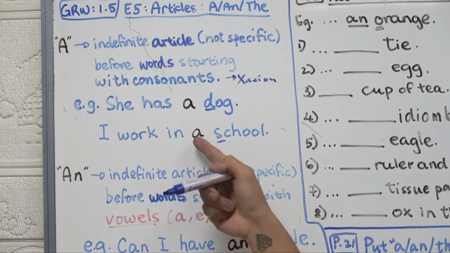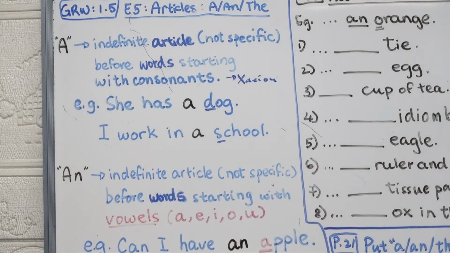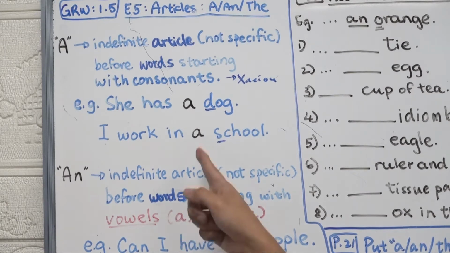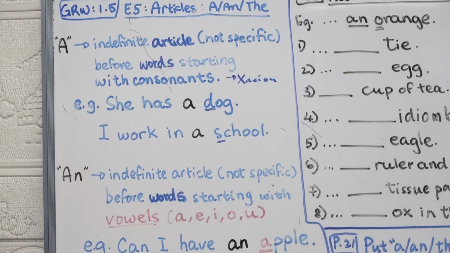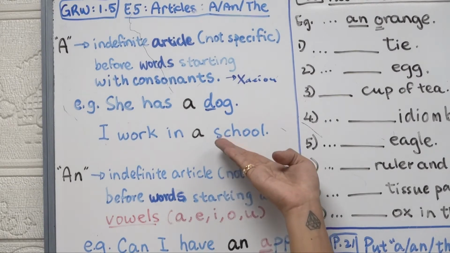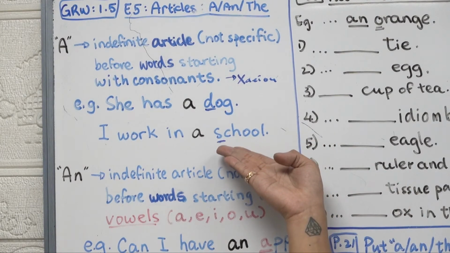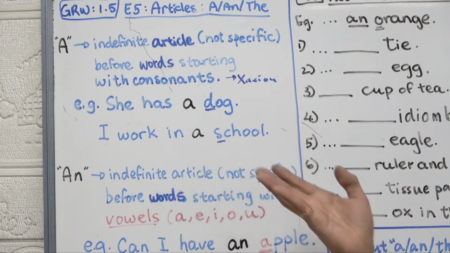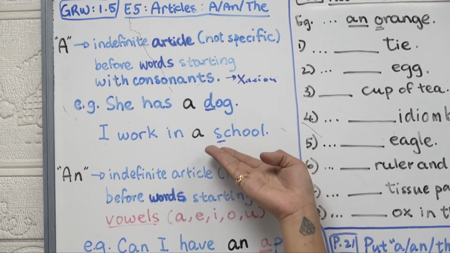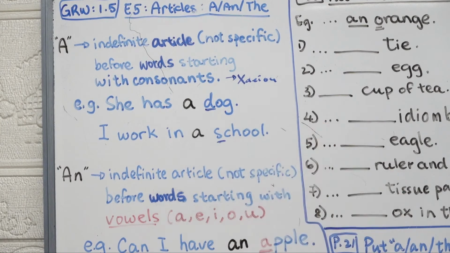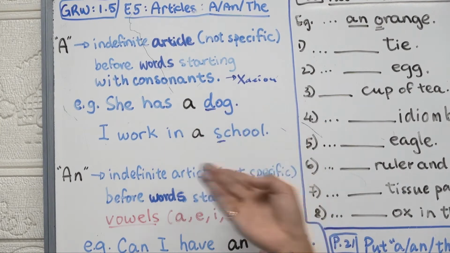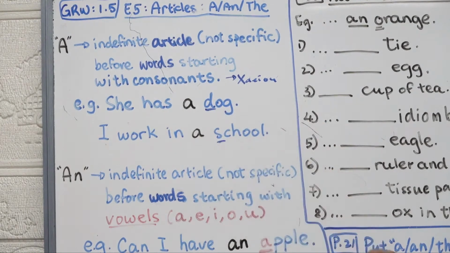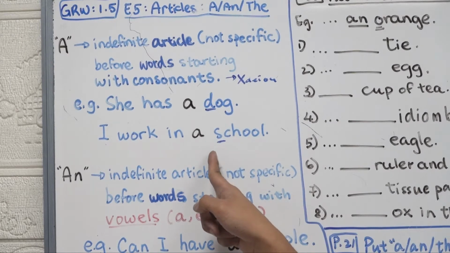Now, Mr. Joe, why do I use a and not the? Well, this school, do we know what school this is? Have we talked about this school before? No, right? So we don't know what school this is. We don't know where this school is, which school, or who is in this school. We've never talked about this school before, and it is the first time we've mentioned it.